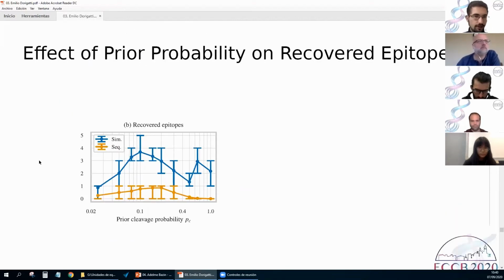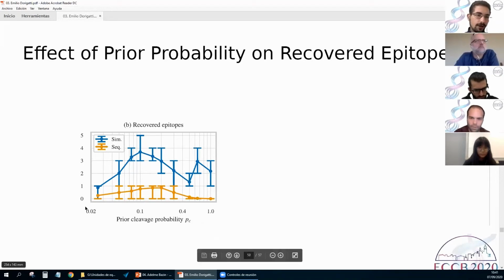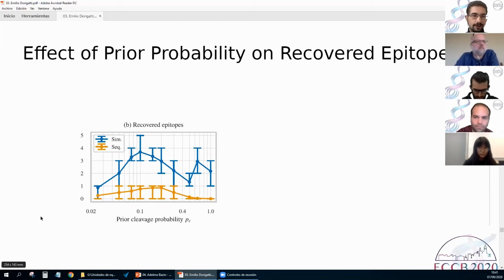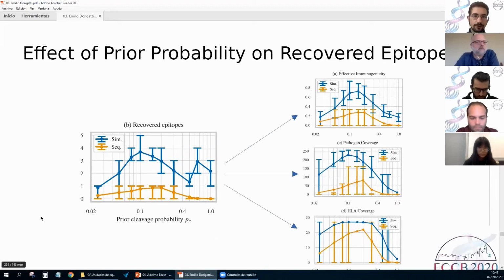So this prior probability will also, of course, influence the number of epitopes that are recovered. And here we quantify this number for a wide range of priors for our solution, which is the blue line, and for the sequential approach, which is the orange. And it's clear that with our framework, we can greatly increase the number of epitopes that are recovered across the whole range of prior probabilities. And in turn, a larger number of recovered epitopes translates to better metrics. So higher effective immunogenicity, higher coverage of antigens, and higher HLA coverage.